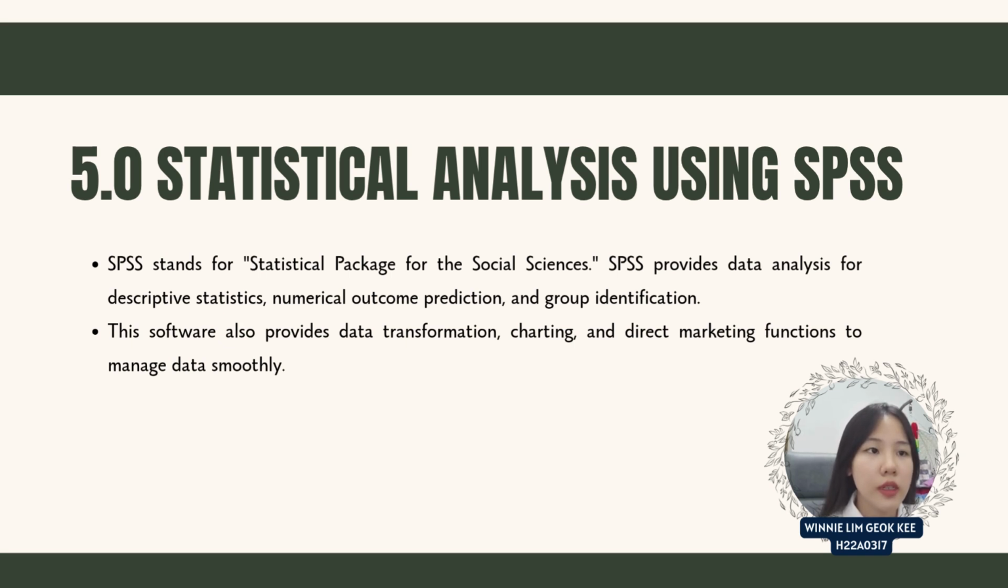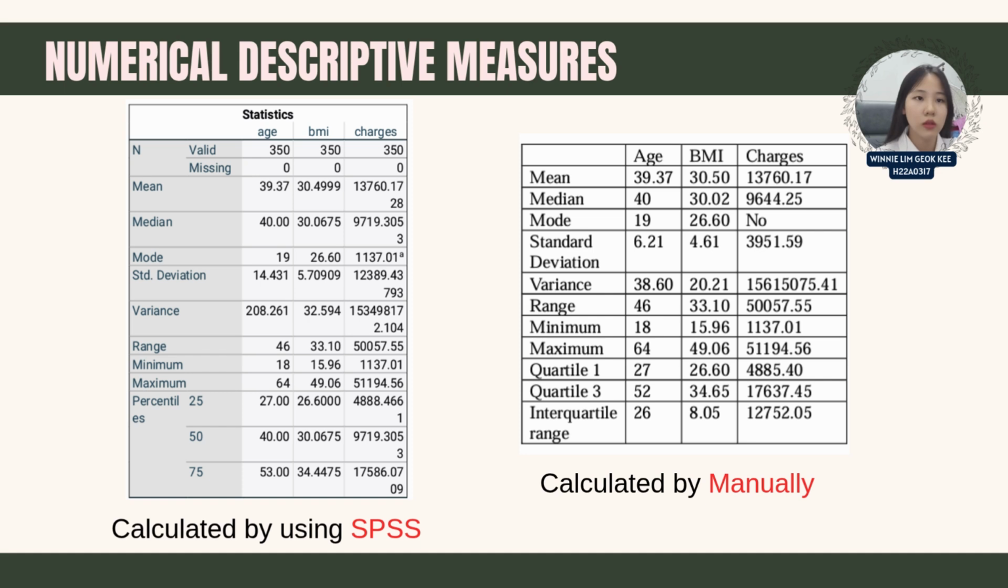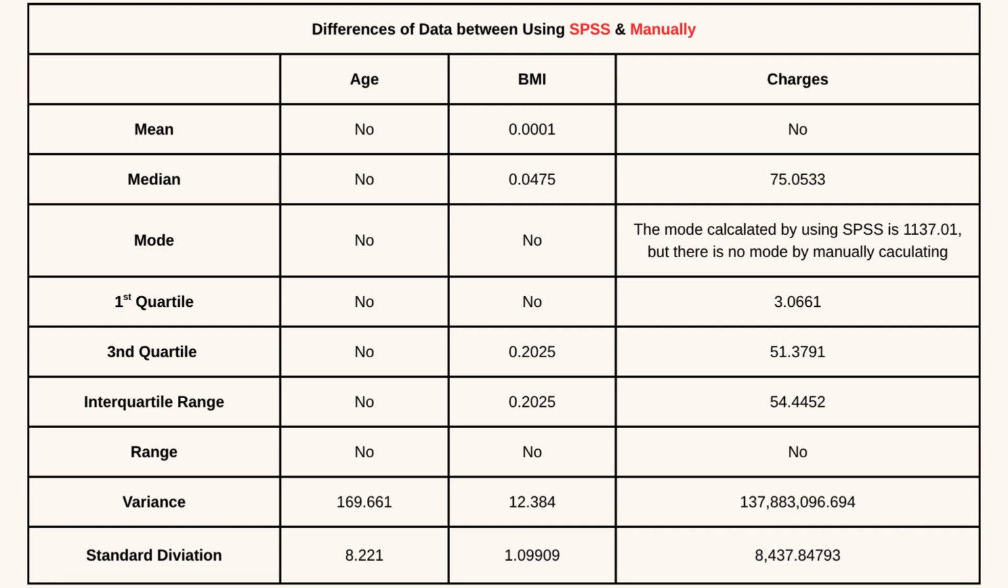5.0 Statistical Analysis using SPSS. SPSS stands for Statistical Package for Social Science. SPSS provides data analysis for descriptive statistics, numerical outcome prediction, and group identification. This software also provides data transformation, charting, and direct marketing functions to manage data smoothly. Numerical descriptive measure. We can see the difference of data between using SPSS and manually in this table.